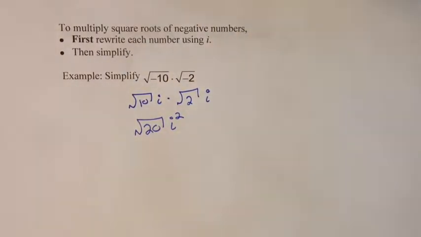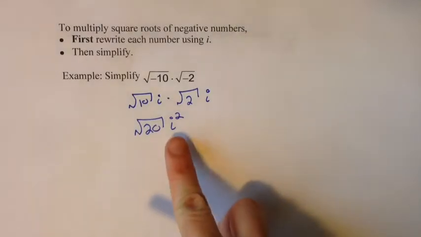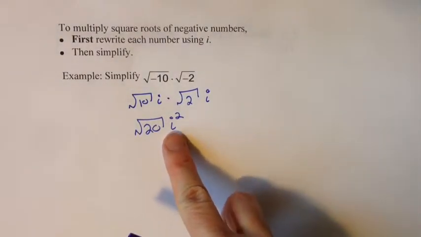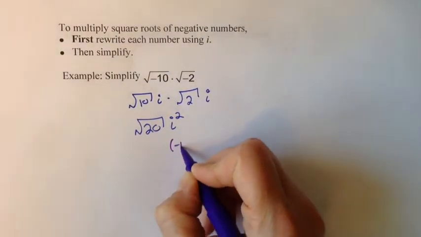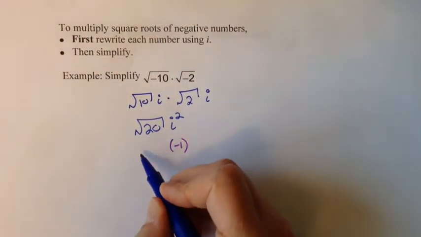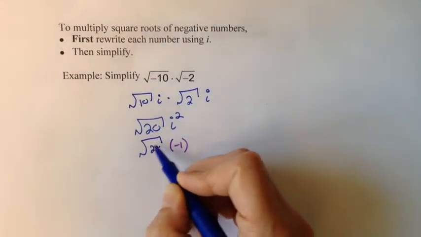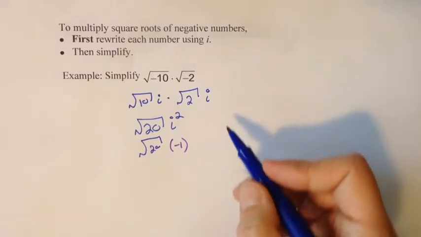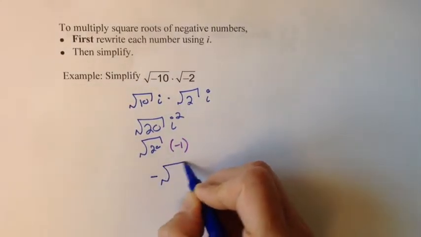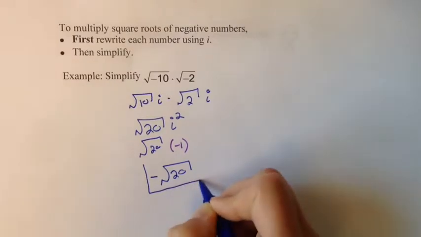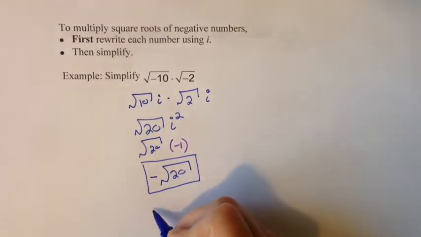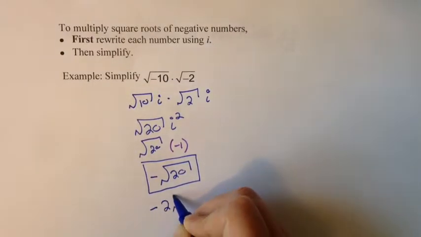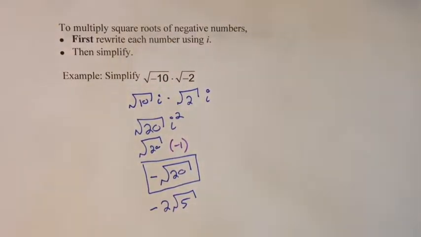And now comes a little bit of a tricky part. Remember back at the first page where we realized that i squared is really negative 1? That means that we can replace this i squared with the number negative 1. So now I have the square root of 20 times negative 1. Well, that's just negative the square root of 20. And that can be my final answer. Or we could continue simplifying the square root of 20 to be negative 2 times the square root of 5. Either one of those is acceptable.